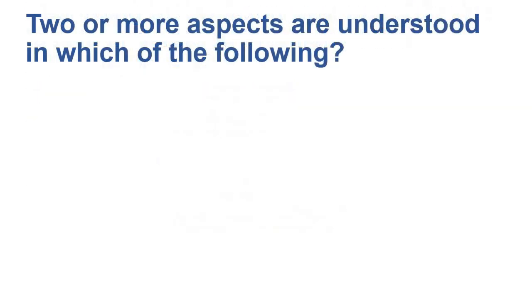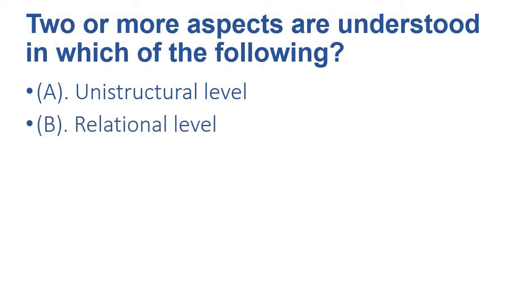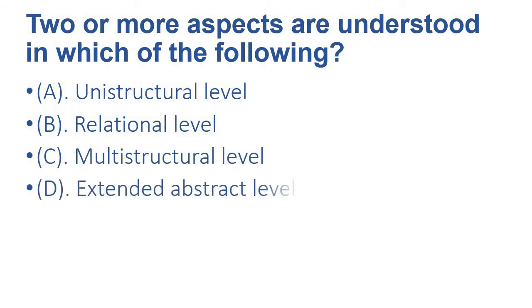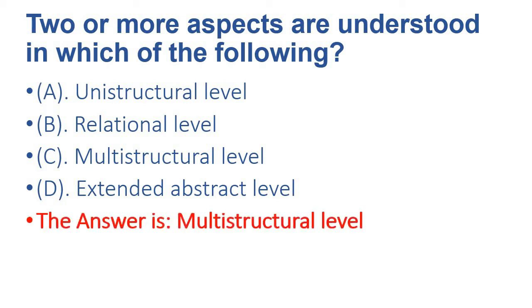Two or more aspects are understood in which of the following? A. Unistructural level. B. Relational level. C. Multistructural level. D. Extended abstract level. The answer is multistructural level.